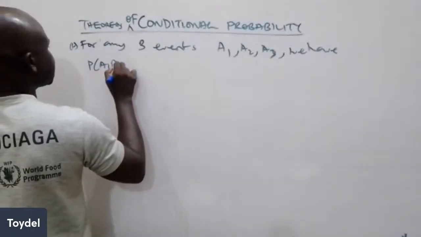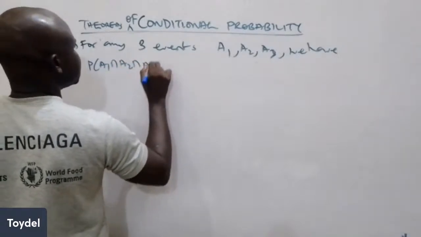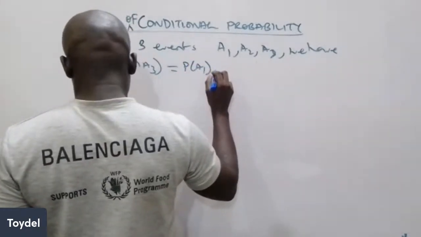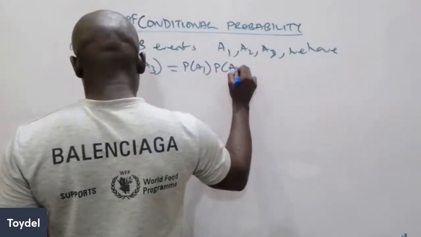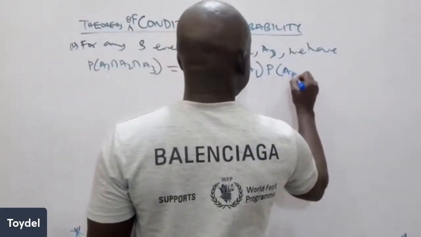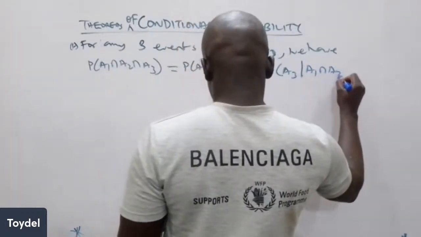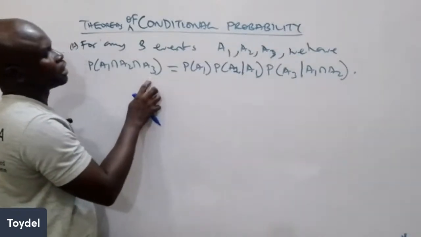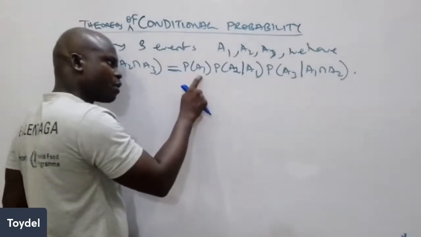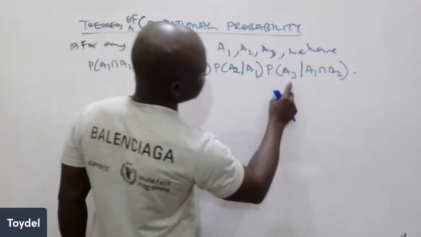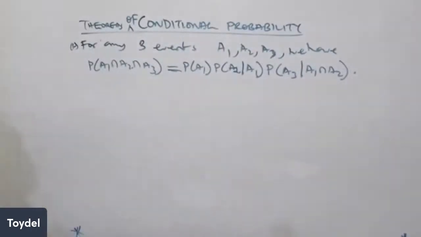Probability of A1 intersection A2 intersection A3 is equal to probability of A1, into bracket probability of A2, given that A1 has occurred, then into bracket probability of A3, given that A1 intersection A2 has occurred. That's the first one. So if you have 3 events, A1, A2, A3, then this expression simply means probability of A1 multiplied by probability of A2, given that A1 has occurred, then multiplied by probability of A3, given that both A1 and A2 have occurred. So that is the first theorem on conditional probability.